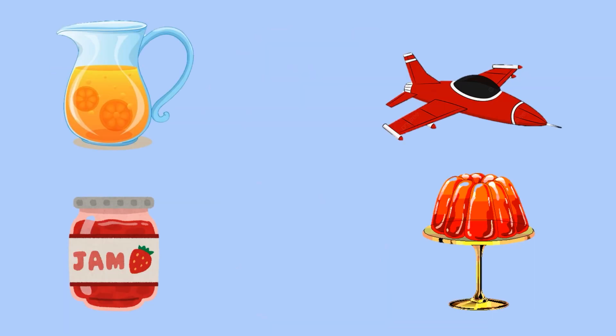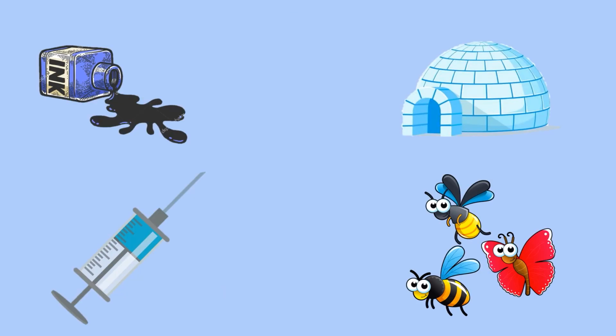What do we have here? Jug, jam, jet, jelly. So, what is the starting sound? Yes, j, j, jug, j, j, jam, j, j, jet, j, j, jelly. Well done.